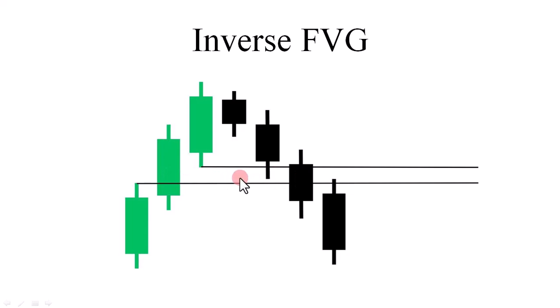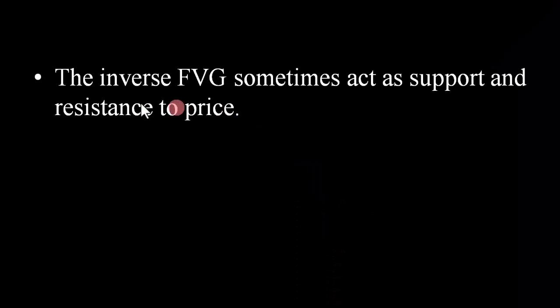This inverse FVG is not really common, but if you study, you go to your chart, you will certainly see it. You have a fair value gap you're expecting price to react to, but at the end of the day, price doesn't react to it. It broke through it, with momentum or not, but it broke through it. That is what an inverse fair value gap is. You can draw it out, and it can sometimes act as support and resistance to price.